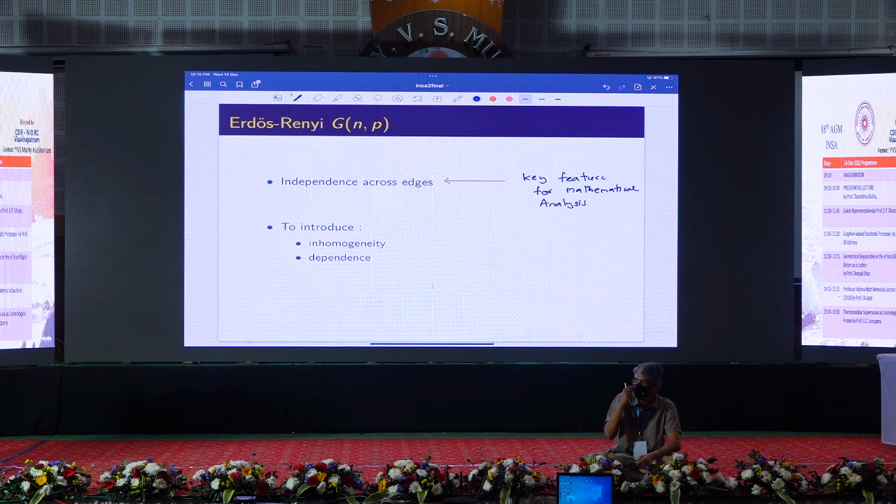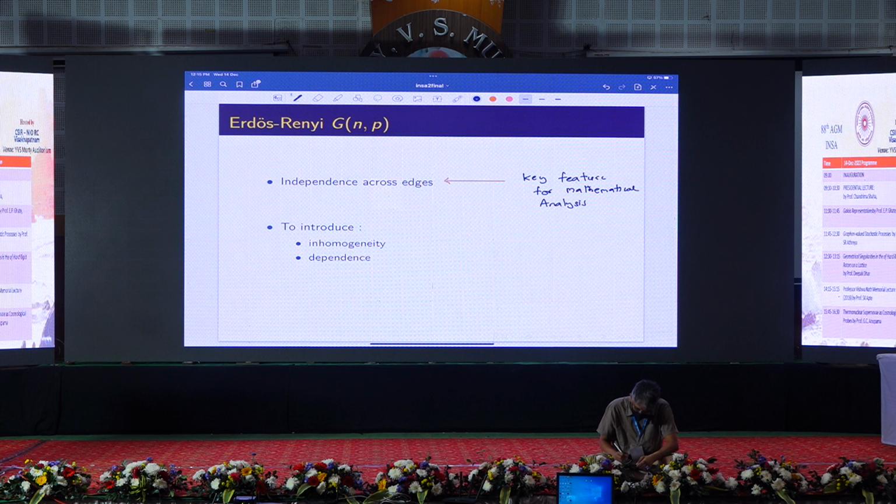So now, how do I introduce dependencies? For example, let's say I want to make sure that if I am connected to X, and X is a friend of Y, I am most likely to be a friend of Y as well. I want that connection to be inbuilt in the graph. I don't want edges to be independently connected. How do I do that? The way I do this is called inhomogeneity, or some version of dependence.